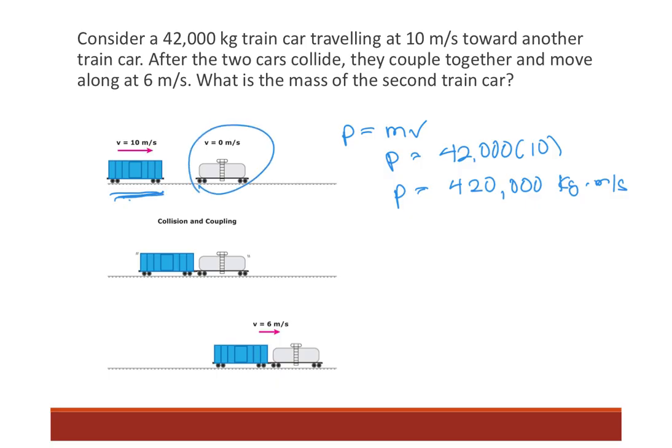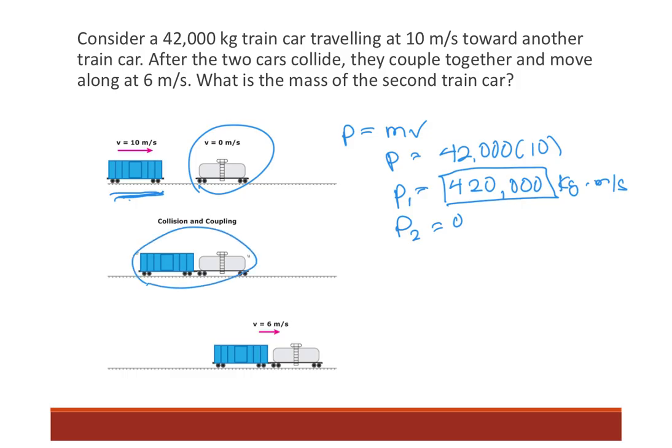The second train car is sitting there on the track, and so it's going nowhere. And without motion, you don't have momentum. So we have zero momentum present. So we'll say this is train car 1, and the momentum of train car 2 equals 0. So the total momentum of the system will be 420,000 kilograms times meters per second.